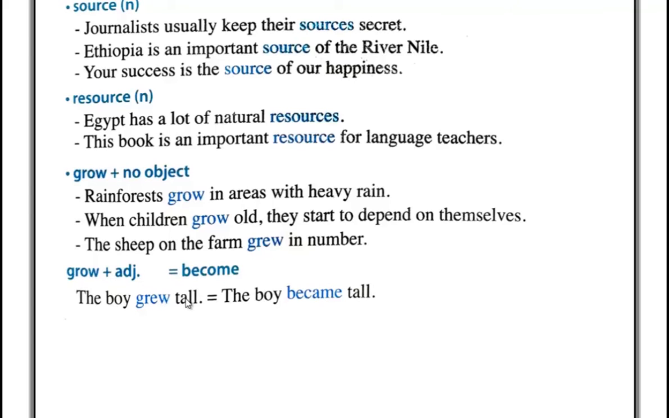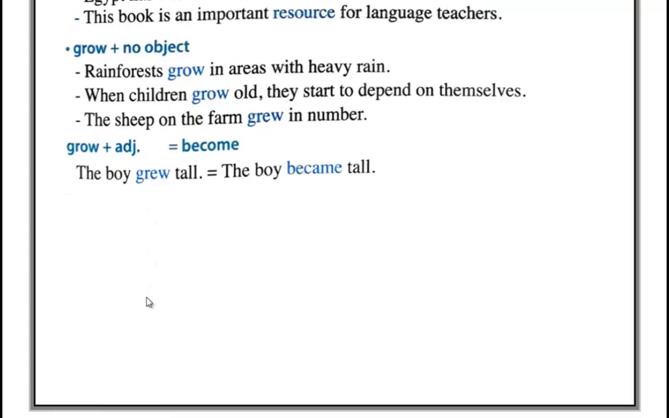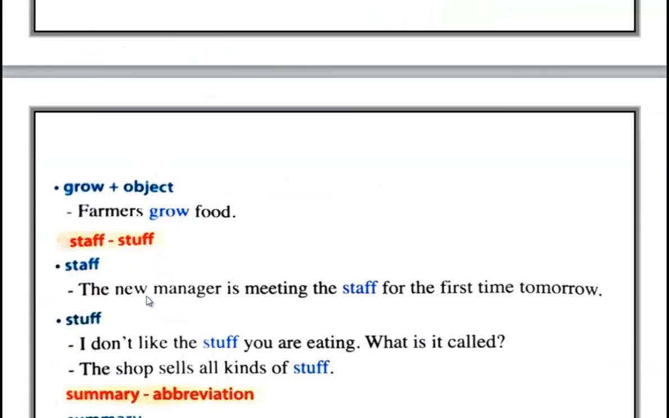The boy grew tall, he became very tall. The boy became tall, the same meaning. The boy grew old, he became very old. Okay? Grow plus an object here: farmers plant something. Farmers grow food.